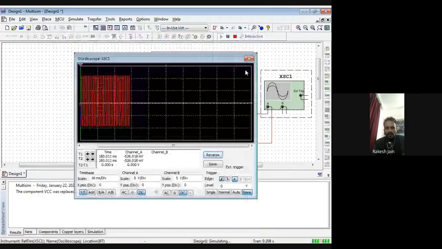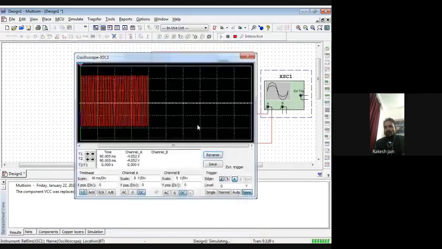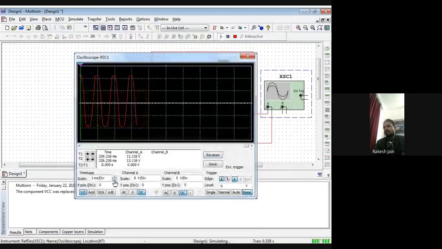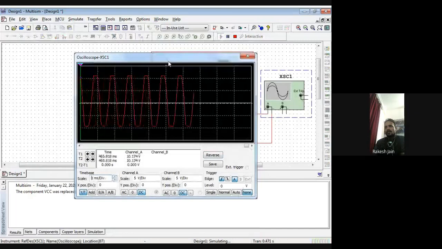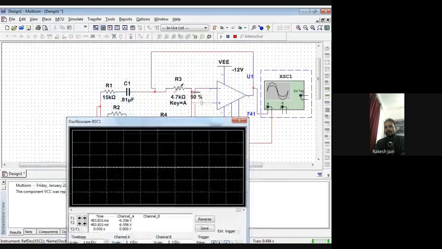So just click on this green button run, then click on oscilloscope. So you see you have a perfect sinusoidal waveform in front of you. You can change this by varying this variable capacitor. Yes, see the effect of this variable capacitor on the waveform. If I increase or decrease it, then the waveform will change. So see, this one is good.